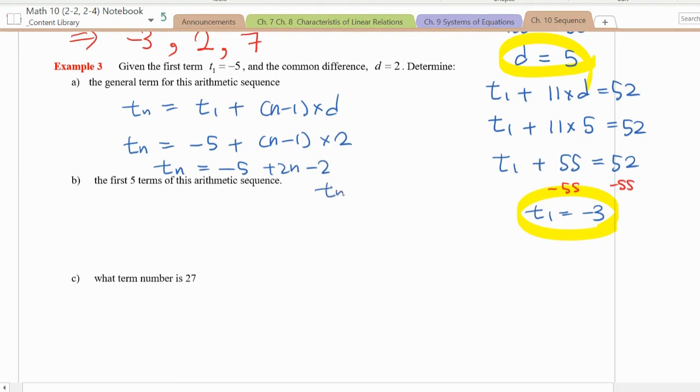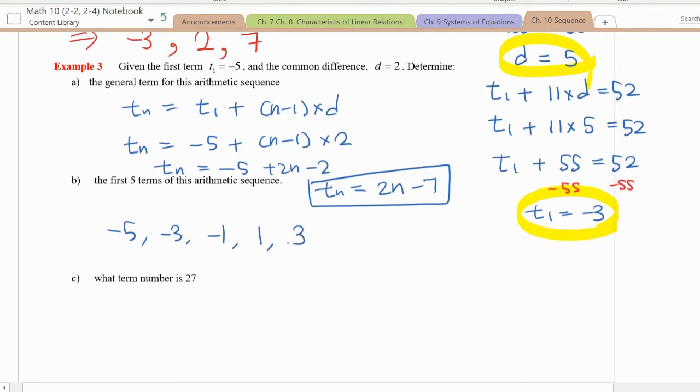Then tn will be 2n, negative 5 plus negative 2 is negative 7. So after simplifying, you get 2n minus 7. For the first 5 terms of this arithmetic sequence, you're starting from negative 5 and going up by 2. So negative 3, negative 1, 1, 3.